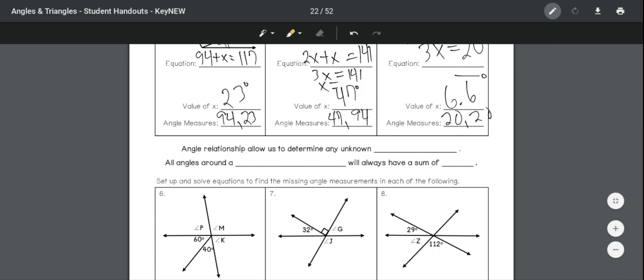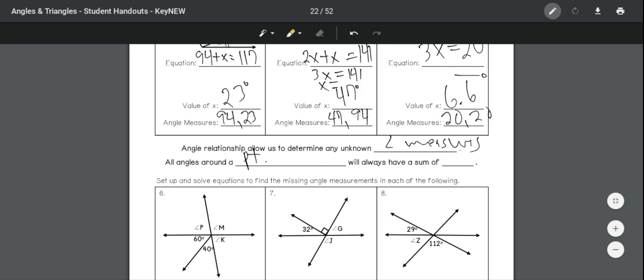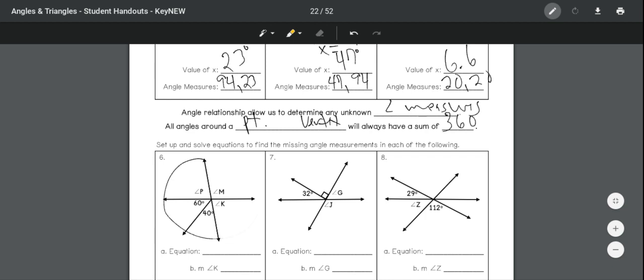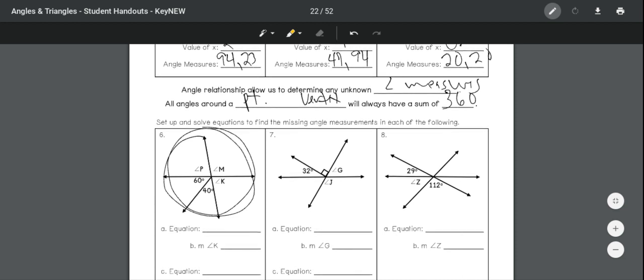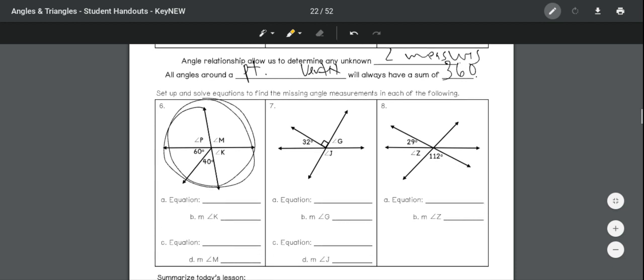So angle relationships allow us to determine any unknown angle measures. All angles around a point or vertex will always have a sum of 360. So like all the way around this, those would all equal 360. So we want to know the measure of angle K. Now, sometimes we have to find P and M before we can even get to K. It just depends on the picture.